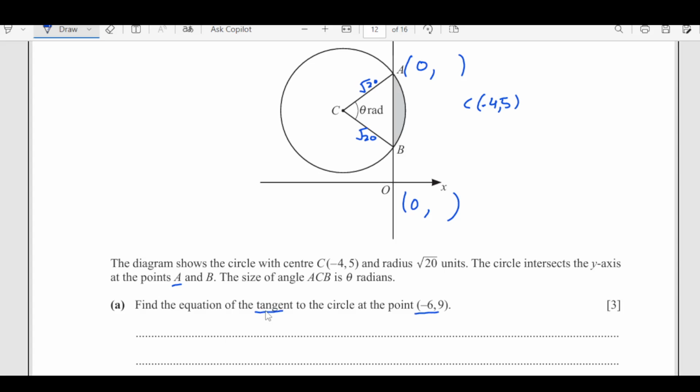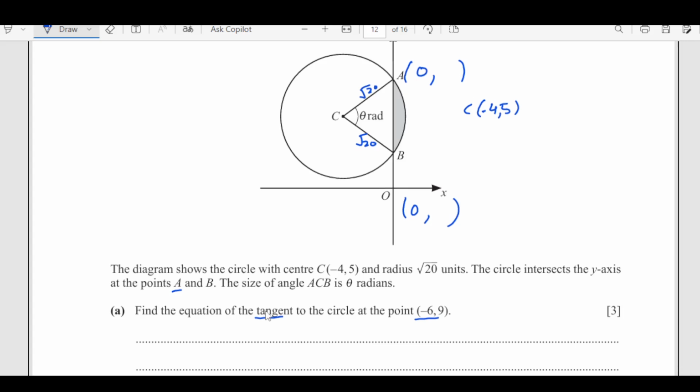So at a point, let's say I'm just taking anywhere, negative 6 and 9. So the tangent at this point is going to be a line like this, right? So let's just join this point to C. Let's say this is point M, right? So now we are looking for the equation of the tangent at the circle. First of all, this line is perpendicular. So this is going to be perpendicular here.